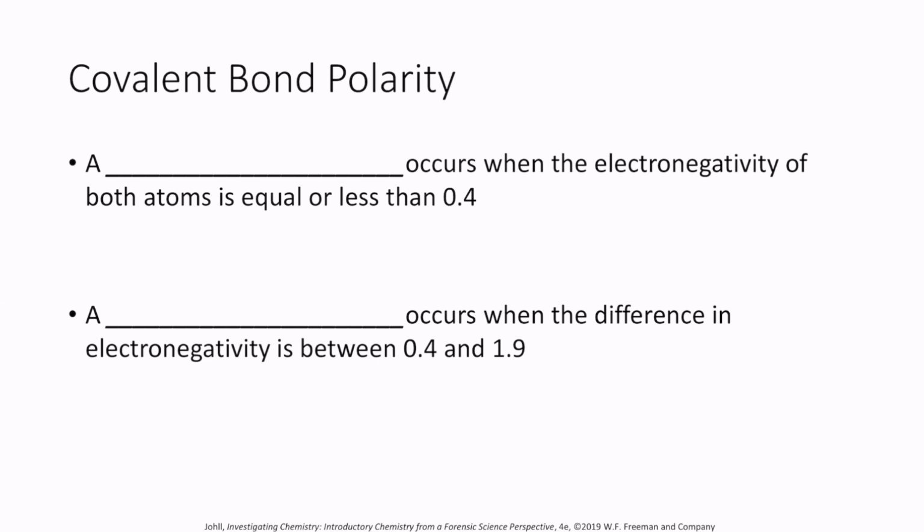We have two types of covalent bonds. A nonpolar covalent bond is going to happen when the difference in electronegativity is less than 0.4. So for a nonpolar covalent bond, we say that electrons are shared equally.